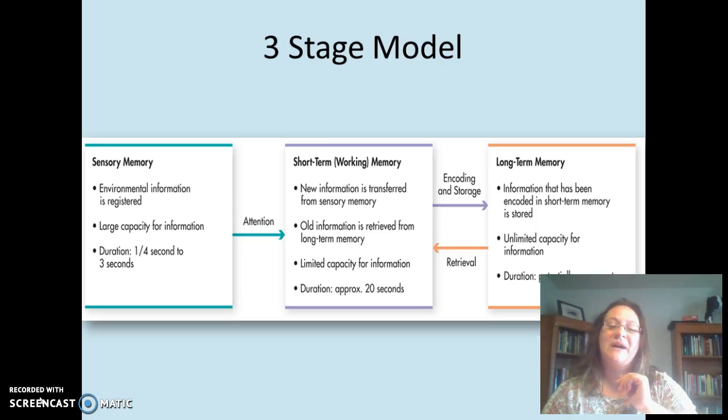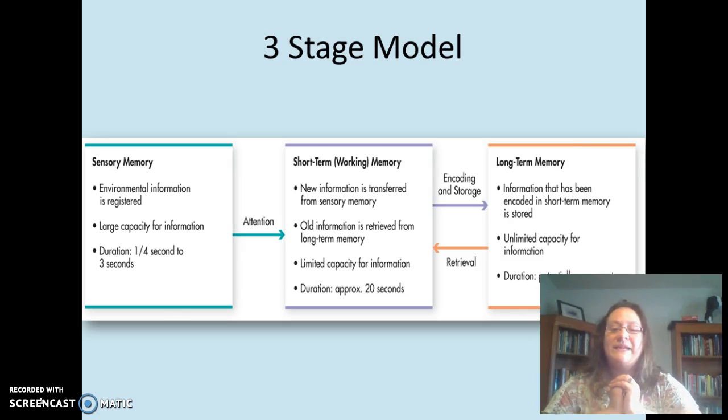The three-stage model is what we're going to spend a lot of time on for memory. With this, make sure you can understand the differences between sensory memory, short-term working memory, and long-term memory. That's how we split up this model of memory.